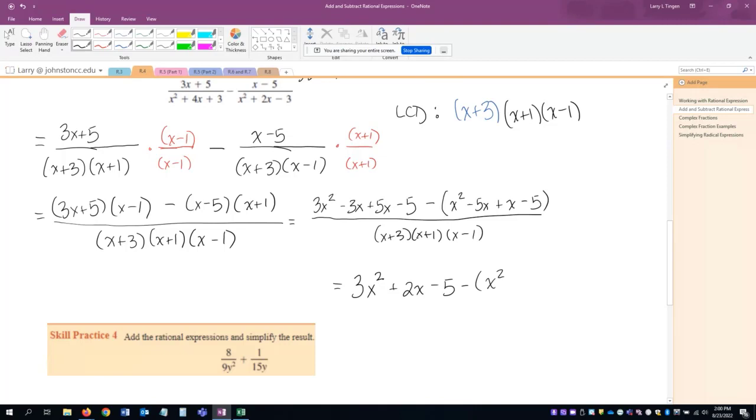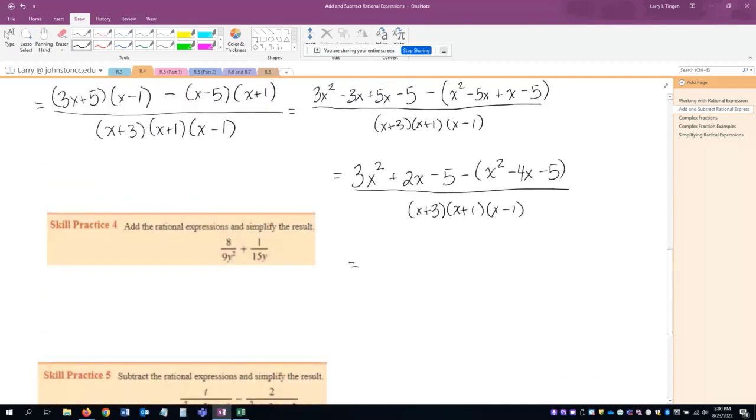And in the middle here, I have negative 5x plus x, which is negative 4x, and minus 5, all divided by x plus 3 times x plus 1 times x minus 1. Now, next step. Notice I keep writing that second trinomial in parentheses. That's because this subtraction applies to the result of x minus 5 times x plus 1. So that means this needs to be distributed to each term.